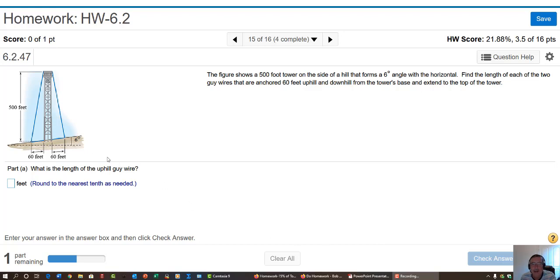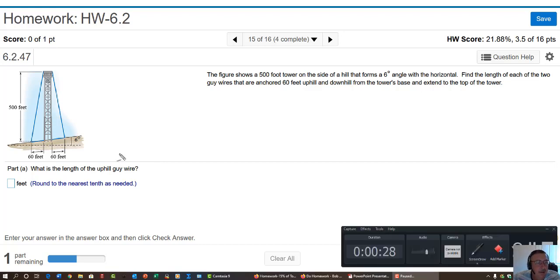So let's go ahead and label some things we know in this problem and see if we can reason out some things. All right, now we know the tower's height is 500, so I'm going to put that length in here, the Tower of Terror, so they say. And notice this is at an angle of 6 degrees, so one of these angles must be obtuse and the other one must be acute.